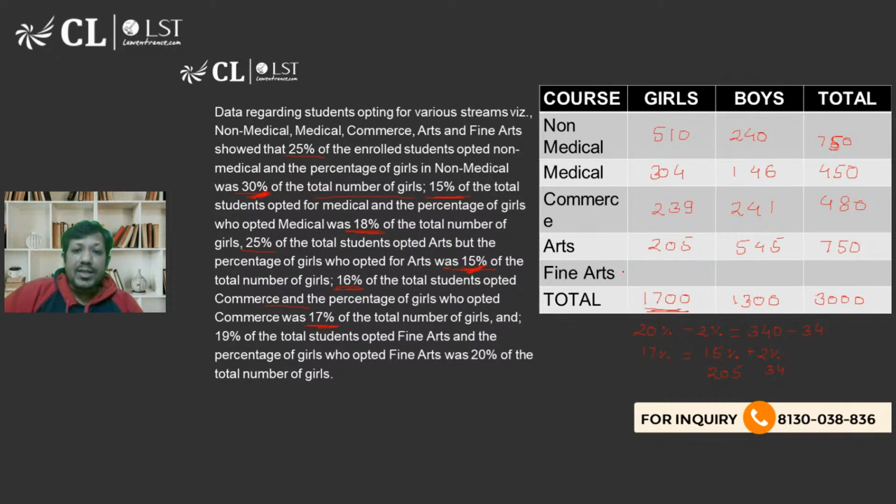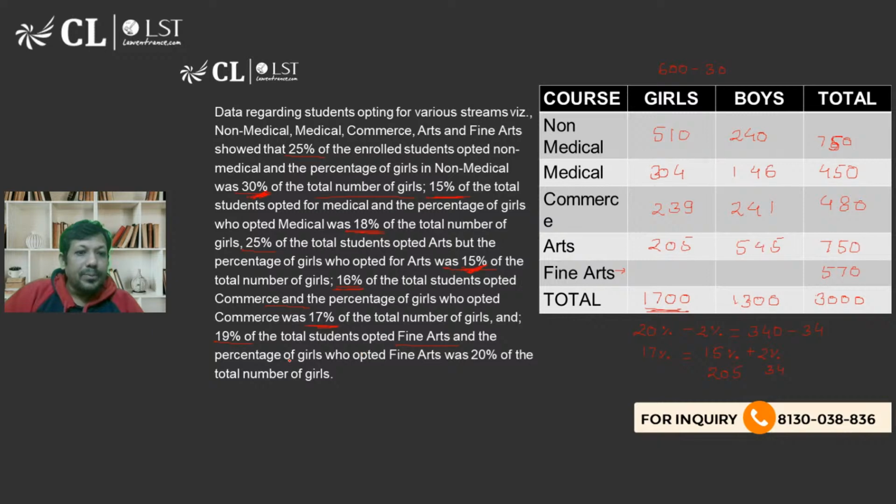Now, the last value need not be given because I can calculate it by using the sum. That is another approach, but still let's use this. So 19% of the total students opted for fine arts. So what is 19%? 20% minus 1%. So 20% is going to be 600, 1% is going to be 30. So total students in fine arts are going to be 570.